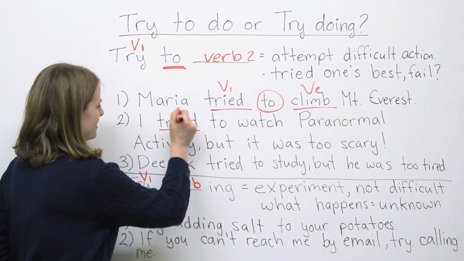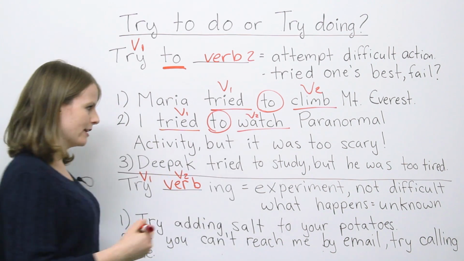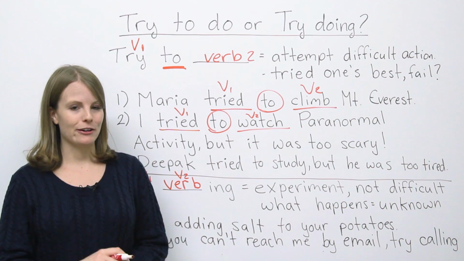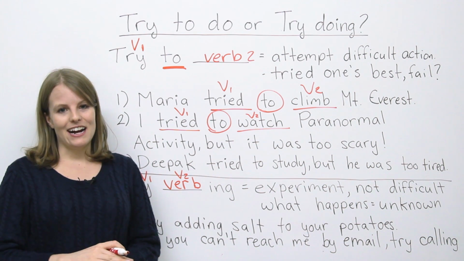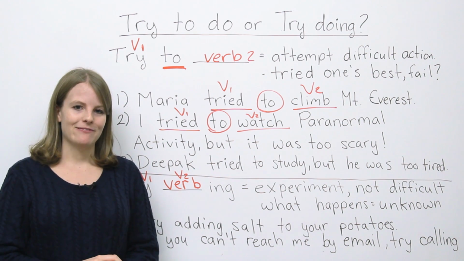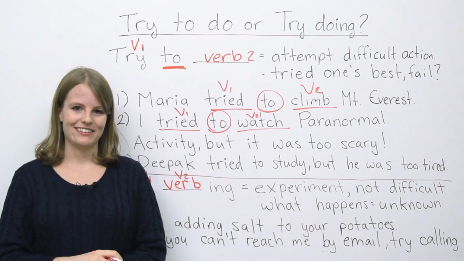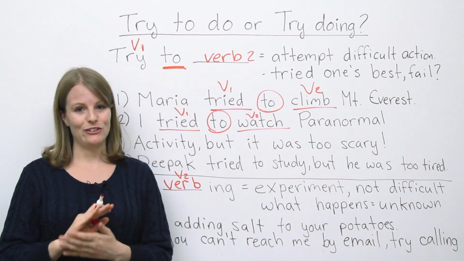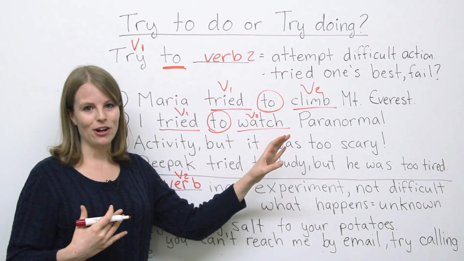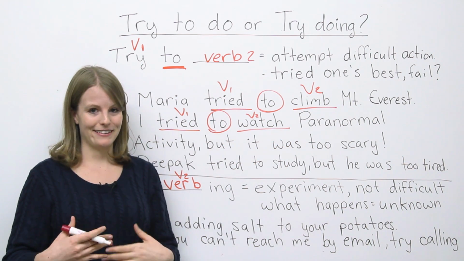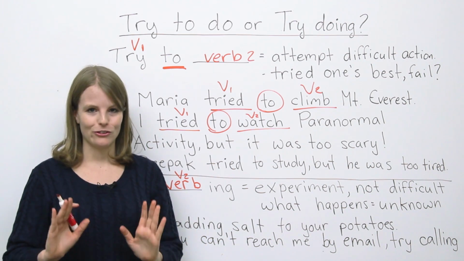I tried, so here we have verb 1 again, to, verb 2, watch. This is a really scary movie, Paranormal Activity. I don't know if you've heard of it. So I tried to watch Paranormal Activity, but the whole time I had my eyes like this because it was too scary. So I tried to watch it, but it was too scary. So for me, this is something difficult. Watching this movie is very difficult because I jumped a lot. I couldn't watch this movie. It was just so scary.